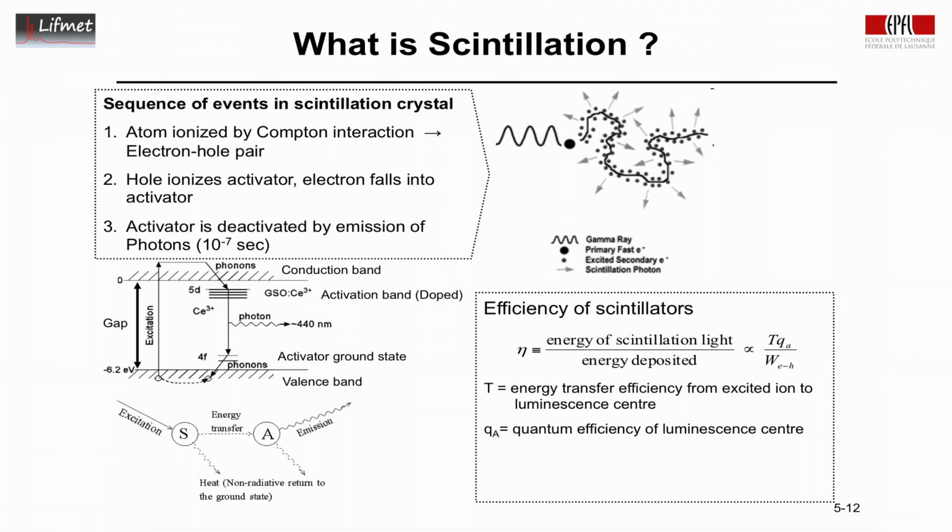We have the quantum efficiency of the luminescence center. How efficiently does it produce the light? And how much energy is required to generate an electron-hole pair? Again, what makes sense? If we need more energy to create an electron-hole pair, the efficiency is lower. If we produce more photons from a luminescence center, the efficiency is better. And if we can get the energy transferred to the luminescence center very efficiently, then the efficiency goes up. So these relationships make sense.